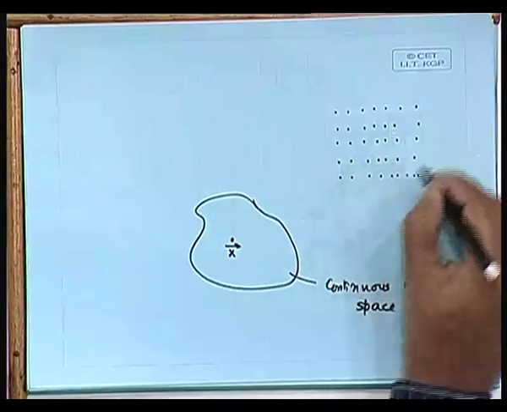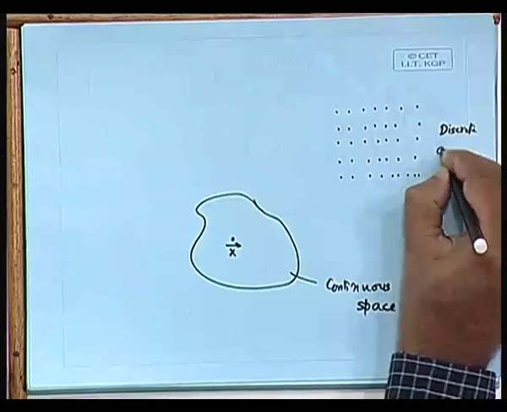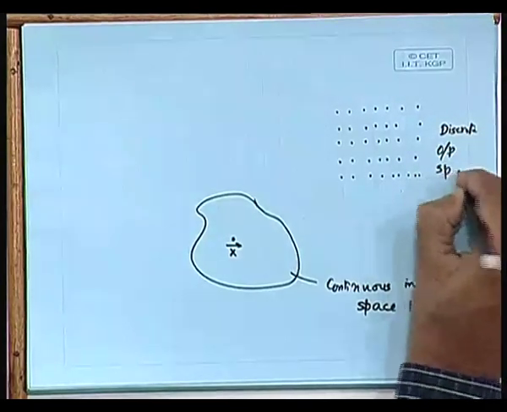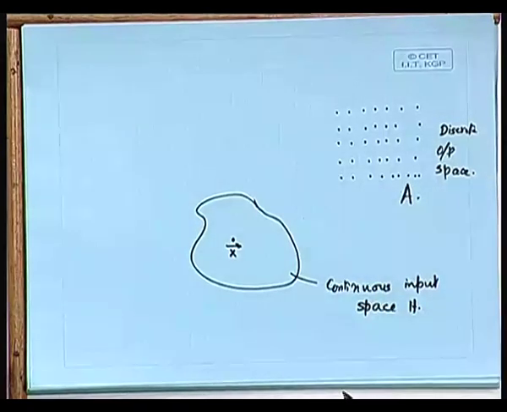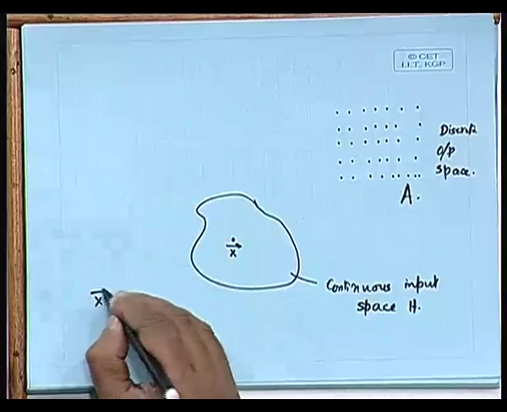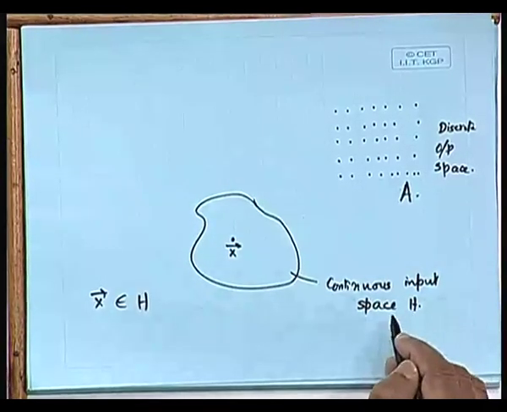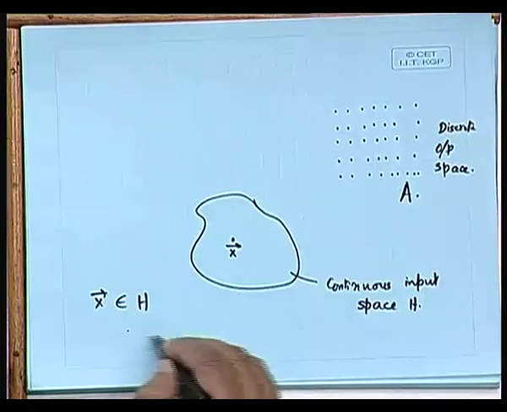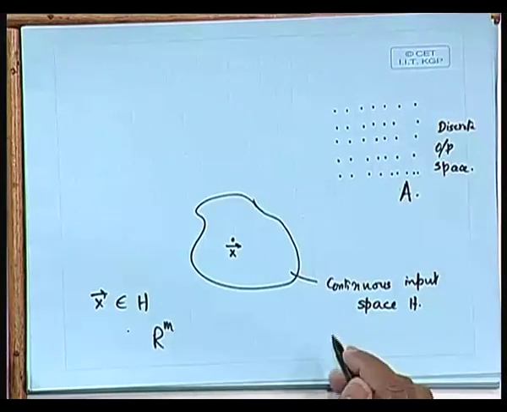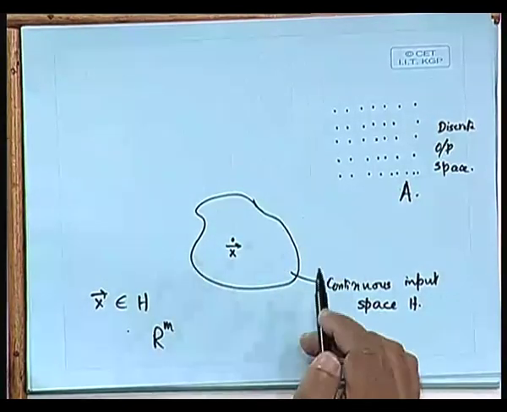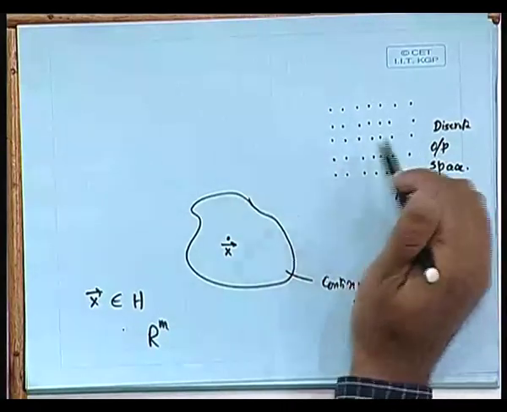Okay. So, we call this the discrete output space. This is the discrete output space. We call this space A. Now, the x vector, the input vector, definitely belongs to the continuous m dimensional input space H. So, H is in the R m space. The x vector belongs to H, and the discrete output space is created here.